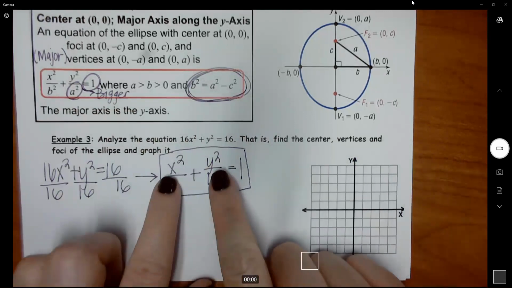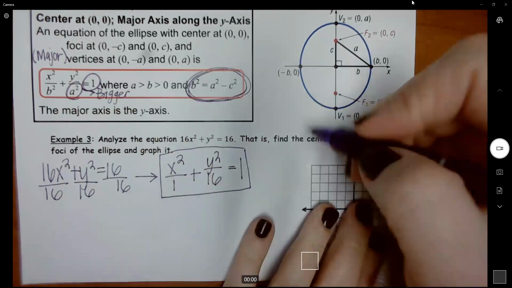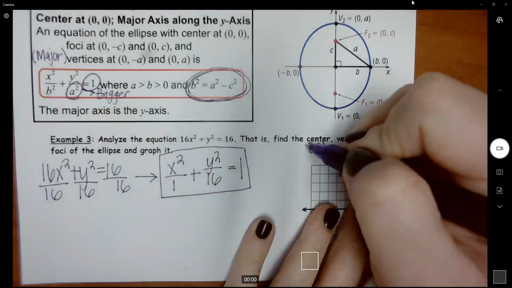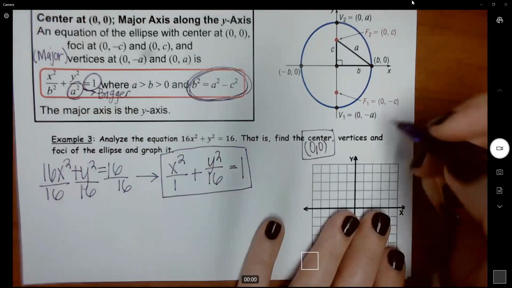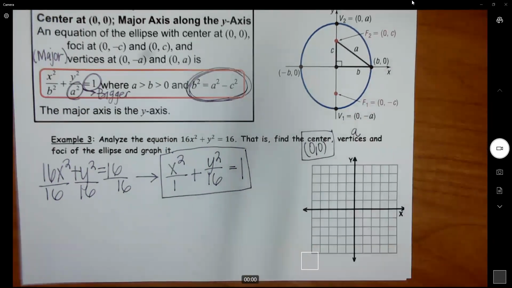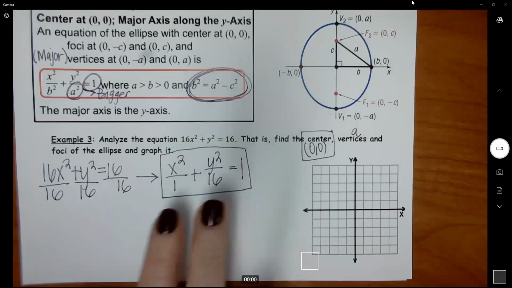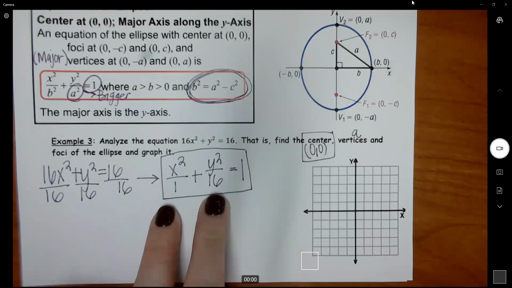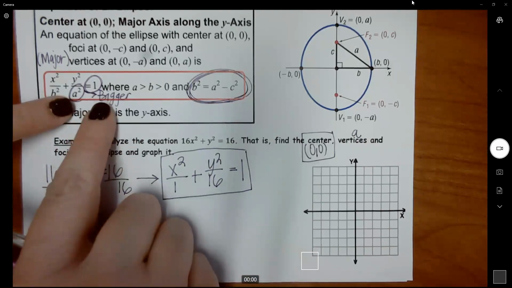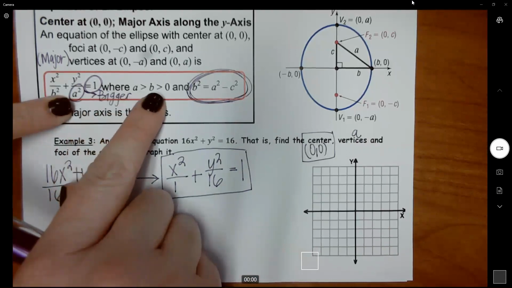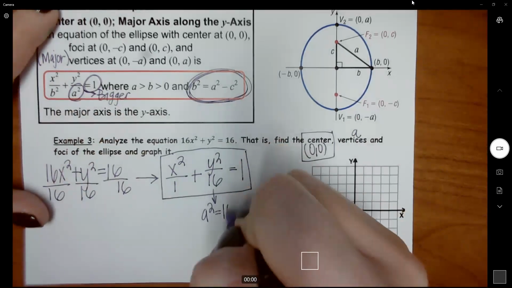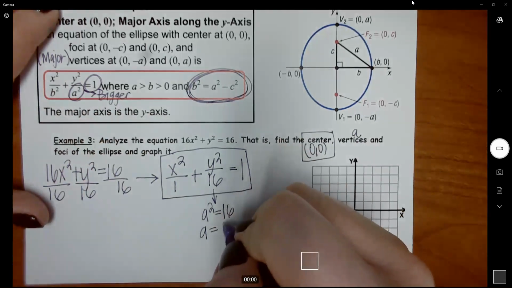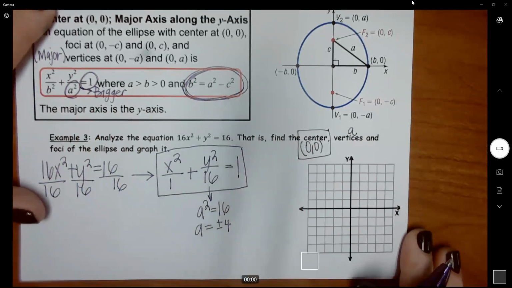So the center is easy because it's x squared, y squared. I know that this is 0, 0 again. My vertices come from my A. So which one of these two numbers is my A? Well, my A is always going to be the bigger number since A is bigger than B. So this is my A squared, which means A is plus or minus 4.